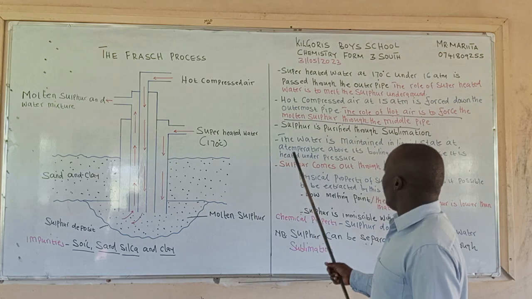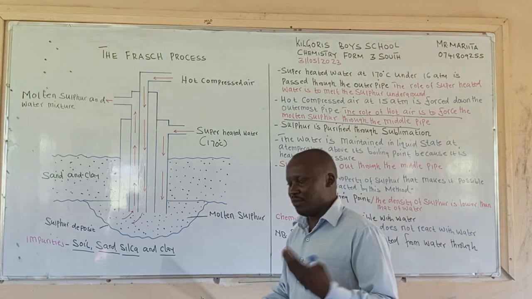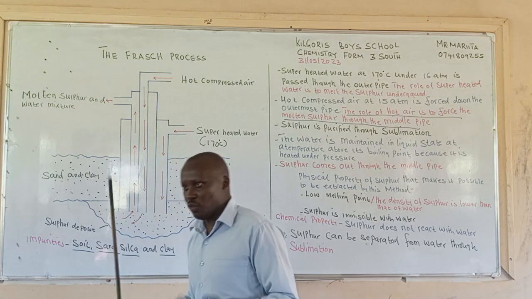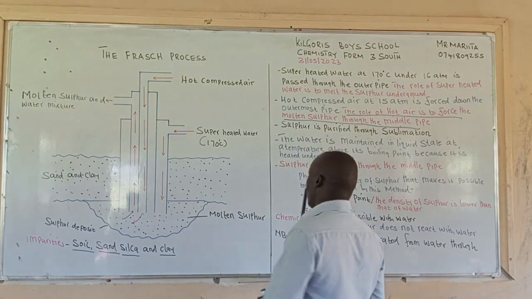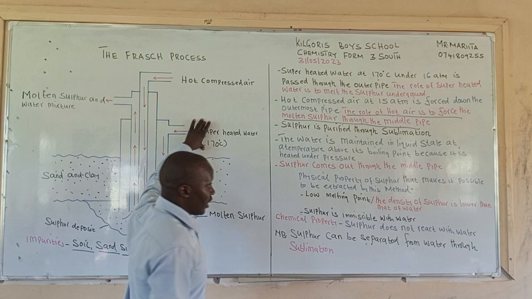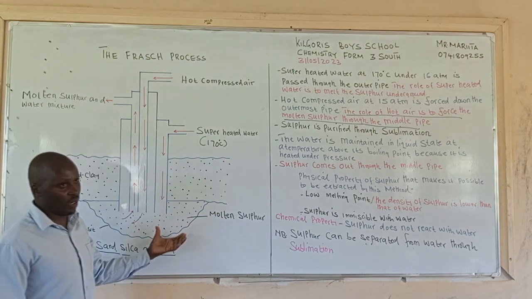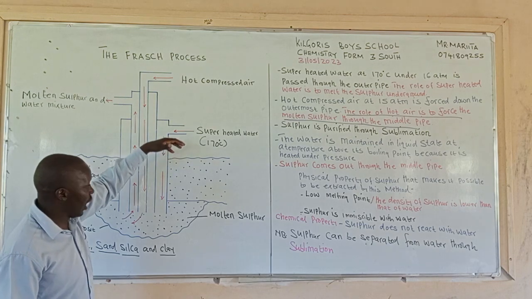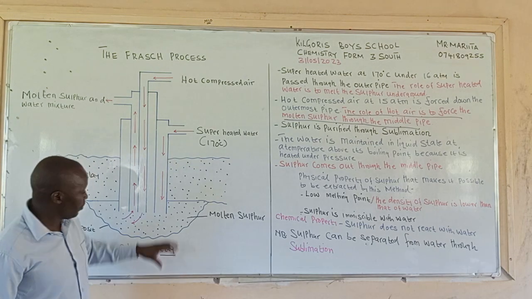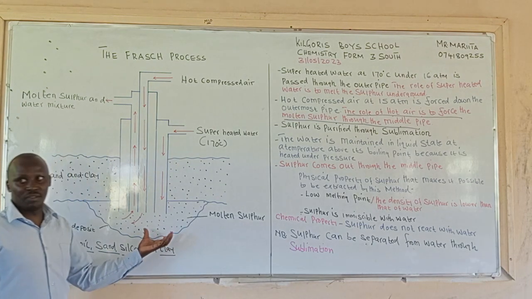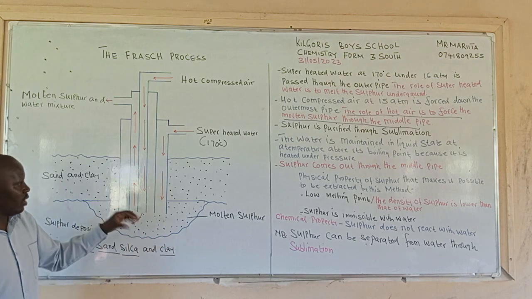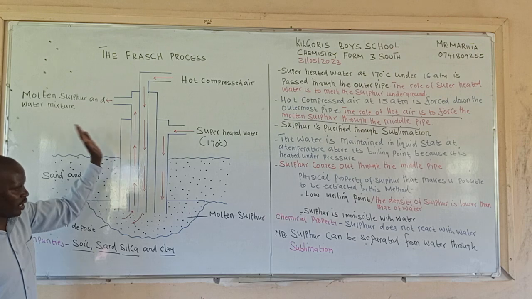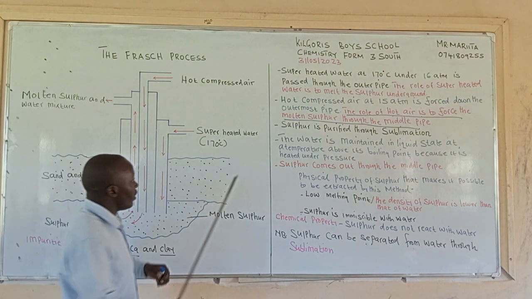Then in the middle pipe, as I said earlier, we have the molten sulfur and the mixture of water which comes out. We have water which is heated at a temperature of 170, and it is passed through the outermost pipe. It will be mixed with the sulfur underground. Now we have a mixture of molten sulfur and water coming through the middle pipe.